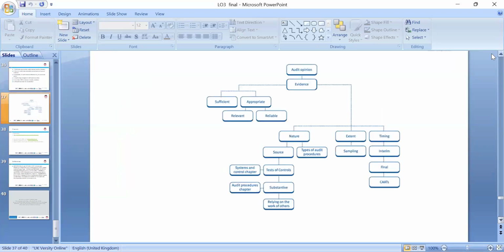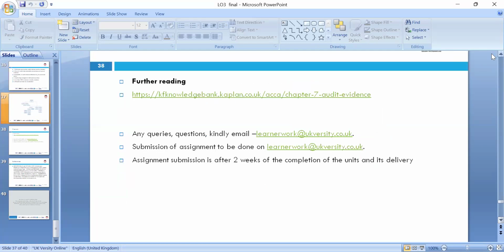So please, the mind maps also help us to differentiate and look, and they are included for the reading link.